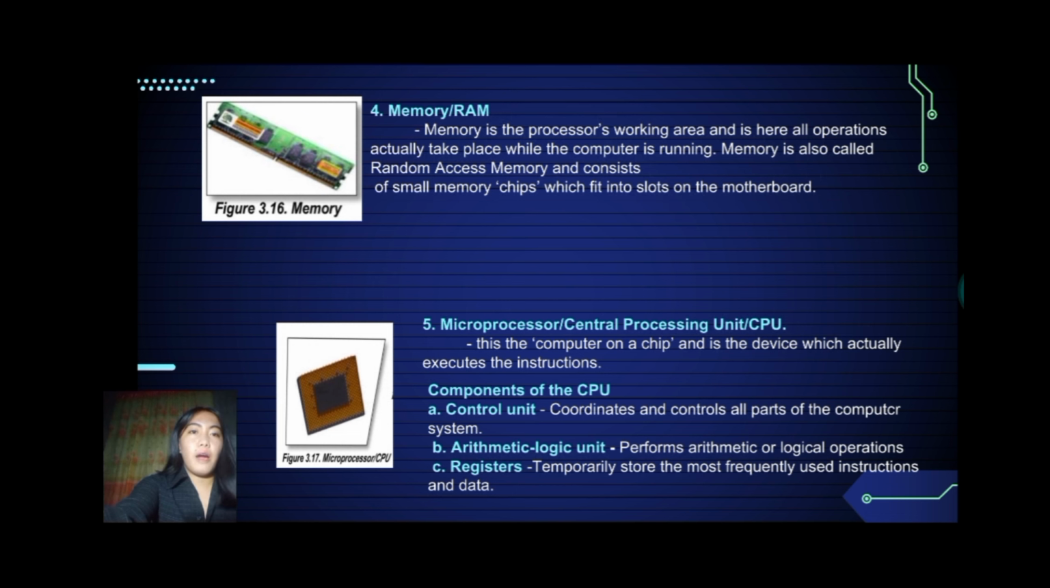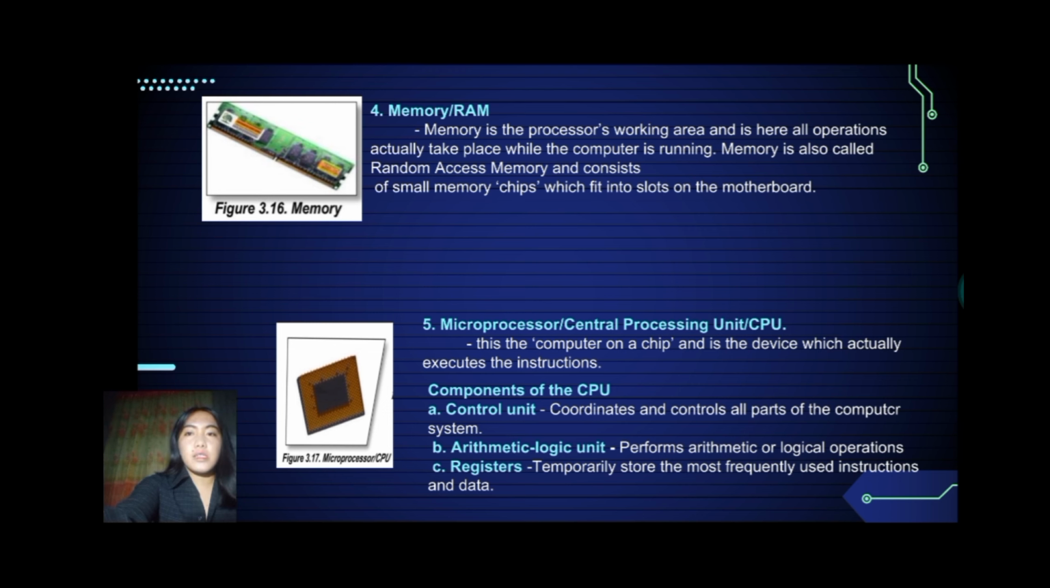Memory or RAM. In summary, memory or RAM is the temporary working area for a computer's processor. It stores and provides quick access to data and instructions, resulting in efficient computation and task execution during the system's operation. Microprocessor or Central Processing Unit or CPU.